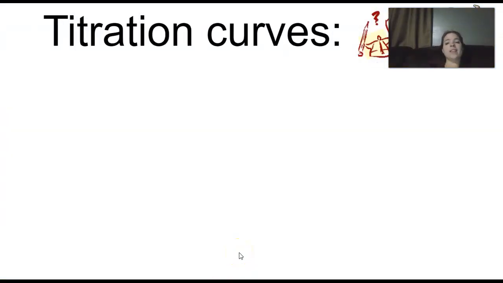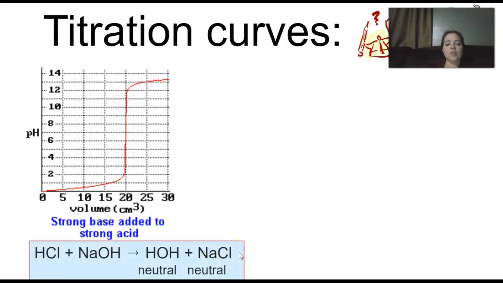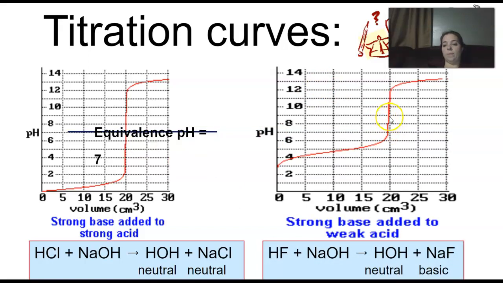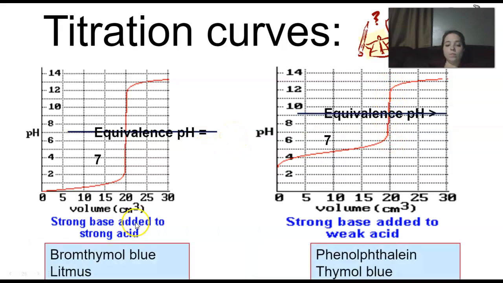All right, so we've got these titration curves. Just know that we're going to look for where it's in the middle of everything. So if I've got there and there, it's going to be in the middle right here. Equivalency is roughly 7. Let's look at the equivalency here. I'm going to look for in between. I'm going to say it's probably about 9. So bromothymol blue, I can use that. I can use litmus paper. Strong base added to a weak acid: use phenolphthalein and thymol blue.